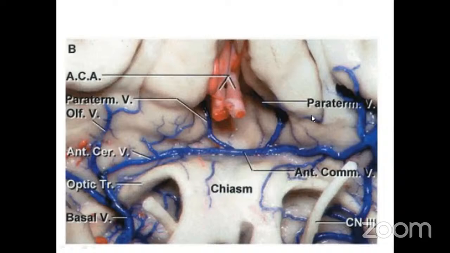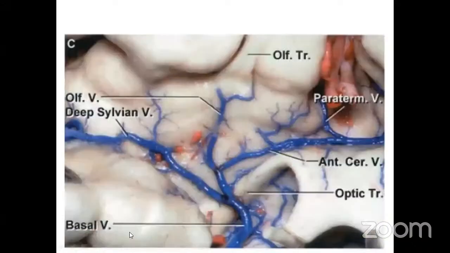In this image, we can appreciate the paraterminal veins. The paraterminal veins join the anterior cerebral veins and anterior communicating veins, and it then goes further along, crosses the optic tract and forms the basal vein. This is another enlarged view of the basal vein. We can see the paraterminal vein, anterior cerebral vein, and the deep sylvian vein that join and form the basal vein.